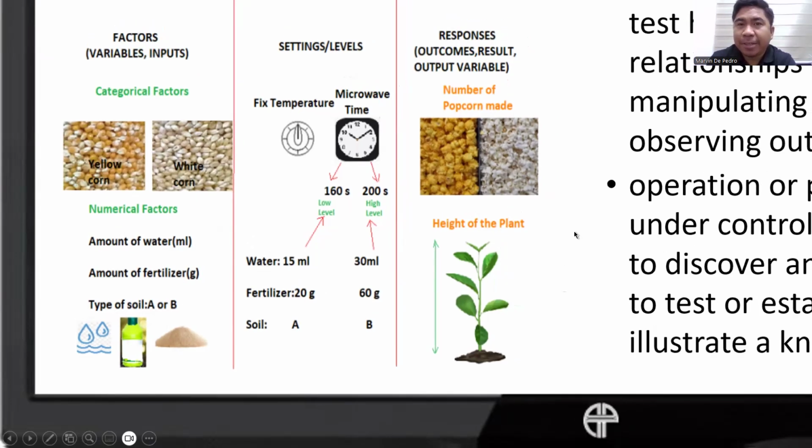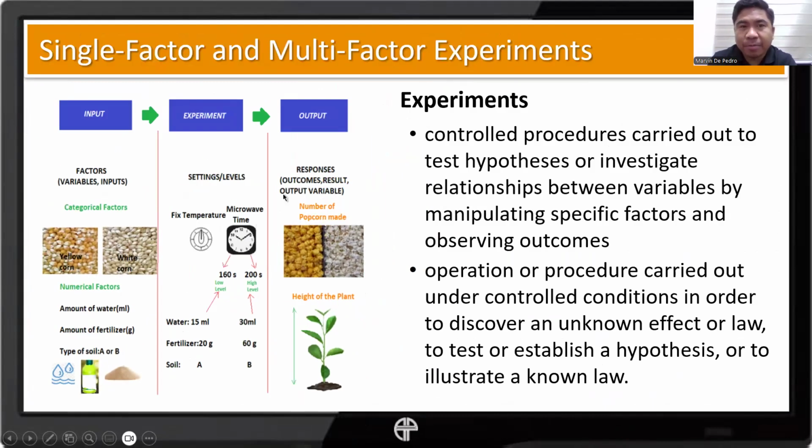What else? Expected output for this, of course, our outcome, our result, our output variable would be the popcorn made.